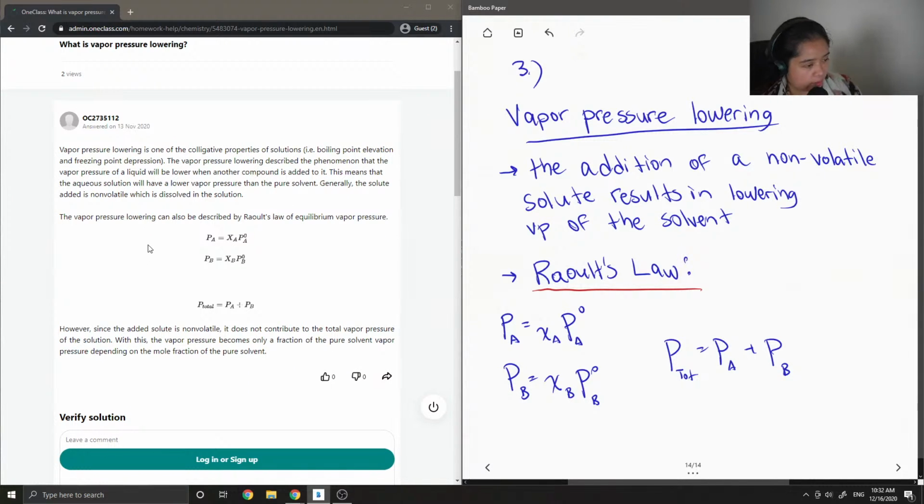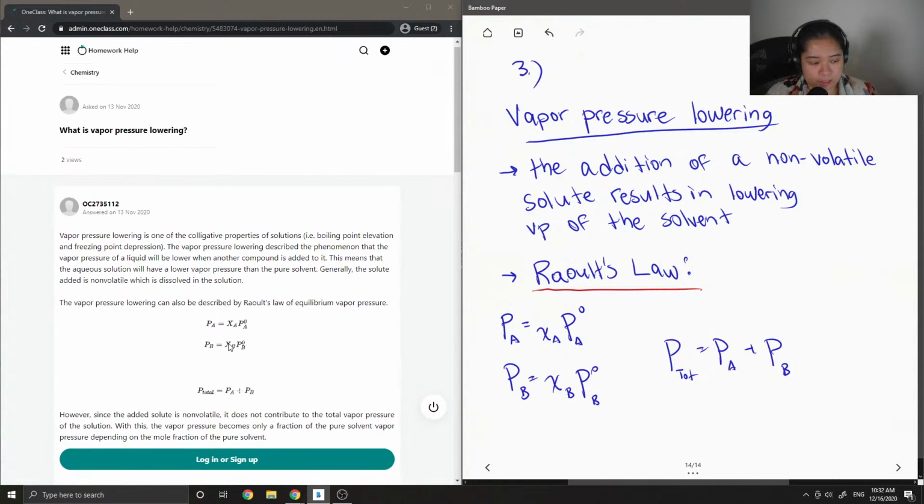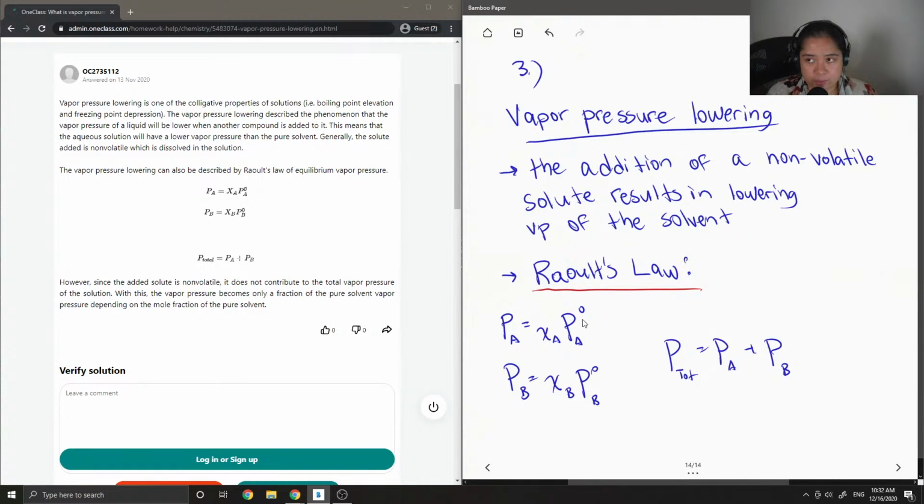Okay, so let's see what the junior tutor said. Vapor pressure lowering is one of the colligative properties of solutions. Examples are boiling point elevation and freezing point depression. Vapor pressure lowering describes the phenomenon that the vapor pressure of a liquid will be lower when another compound is added to it. This means that the aqueous solution will have a lower vapor pressure than just the pure solvent. The pressure of the pure solvent is denoted as P with the 0 at the top like that.